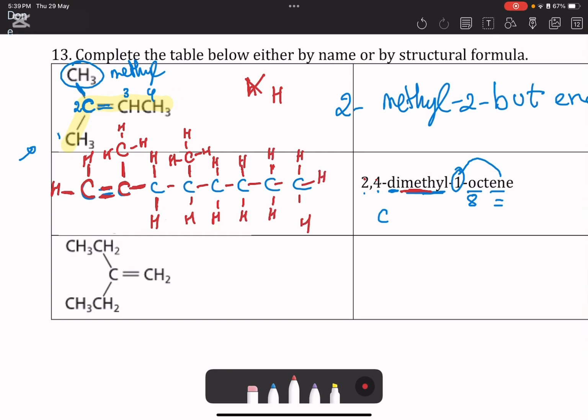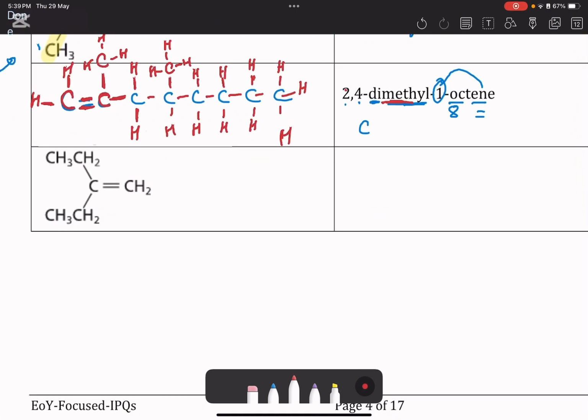And the last question. Here's the main chain. This side is closer to the double bond, 1, 2, 3, and 4. And I have a branch made up of 2 carbons. 2 carbon branch is an eth. Since this is a branch, it would end with YL.